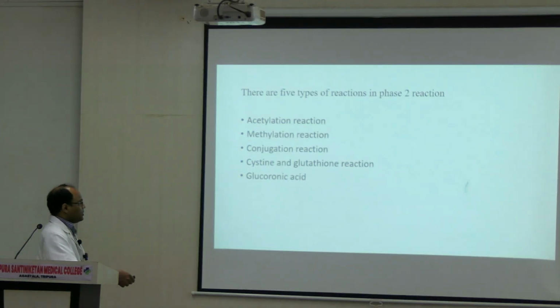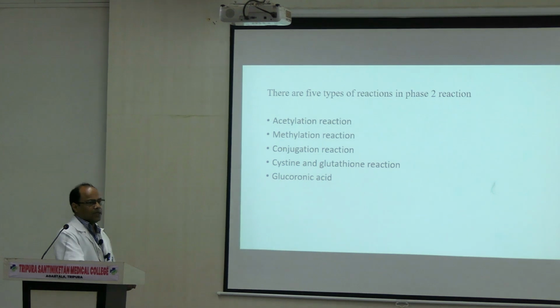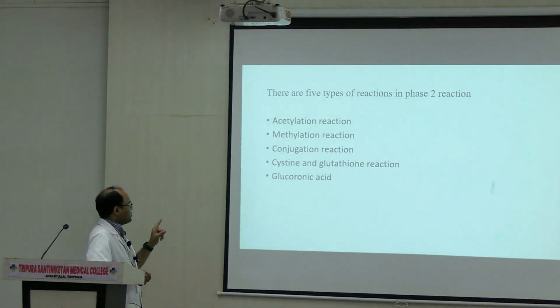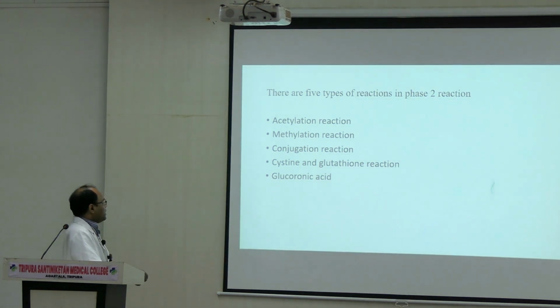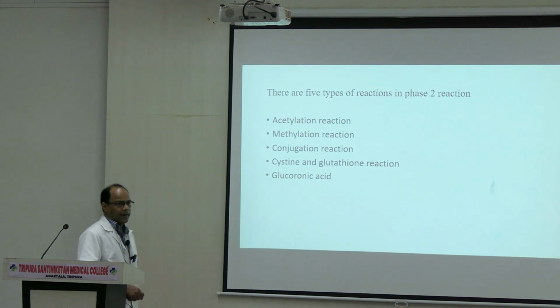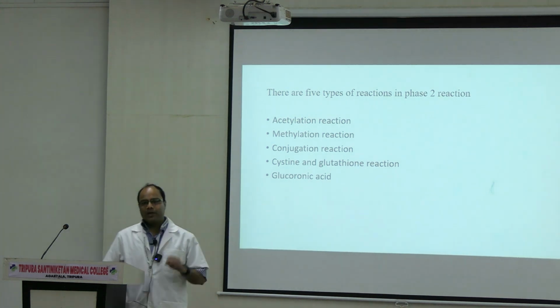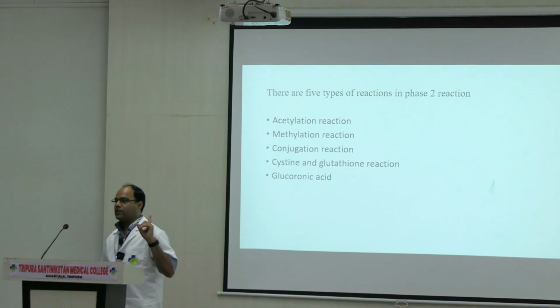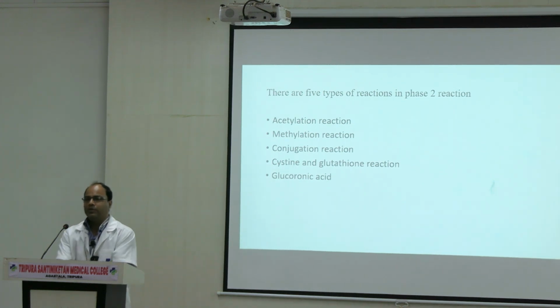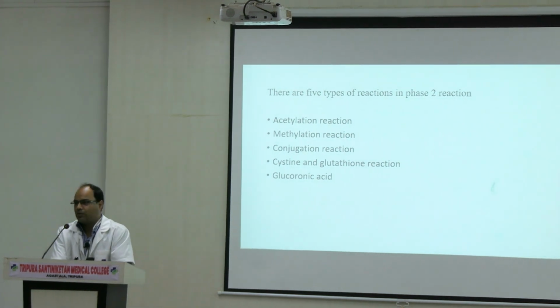There are 5 types of reaction in phase 2 reaction. Please remember: acetylation, methylation, conjugation, cysteine and glutathione reaction, and glucuronic acid. I am telling you again, this concept will also help you in future lecture classes, in pharmacology classes also.